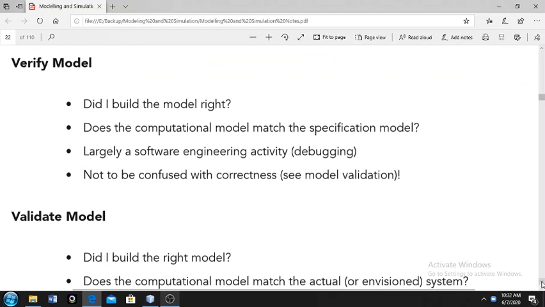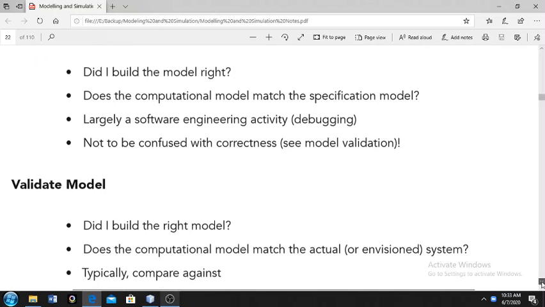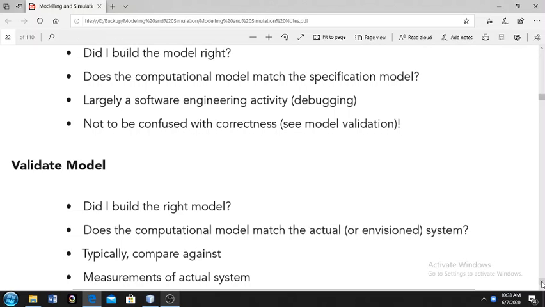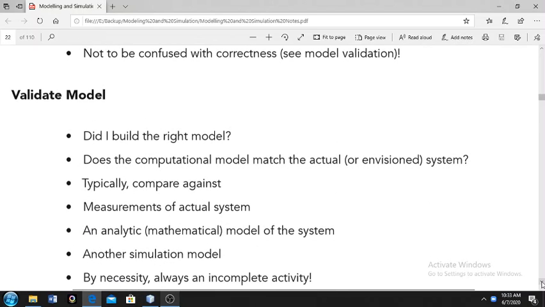Not to be confused with correctness. Verify and validate are very different. Verify is like testing. Now validate means to make sure that it matches the specification.